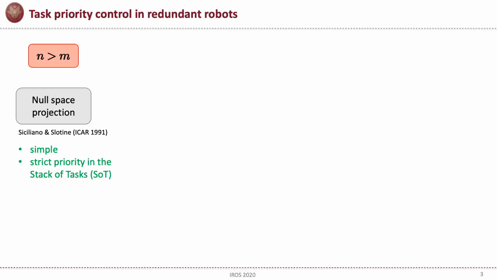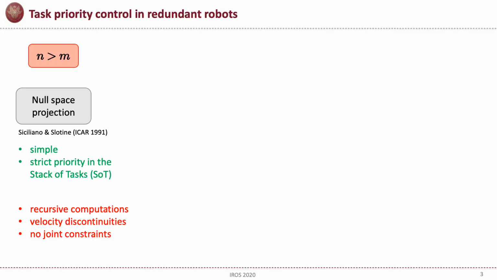For a kinematically redundant robot, this can be done with the usual null space projection method, where the joint commands related to collision avoidance task are added and projected in the null space of the main task. This method is simple and ensures a strict priority. However, it requires recursion from highest to lowest priority tasks and possibly back.